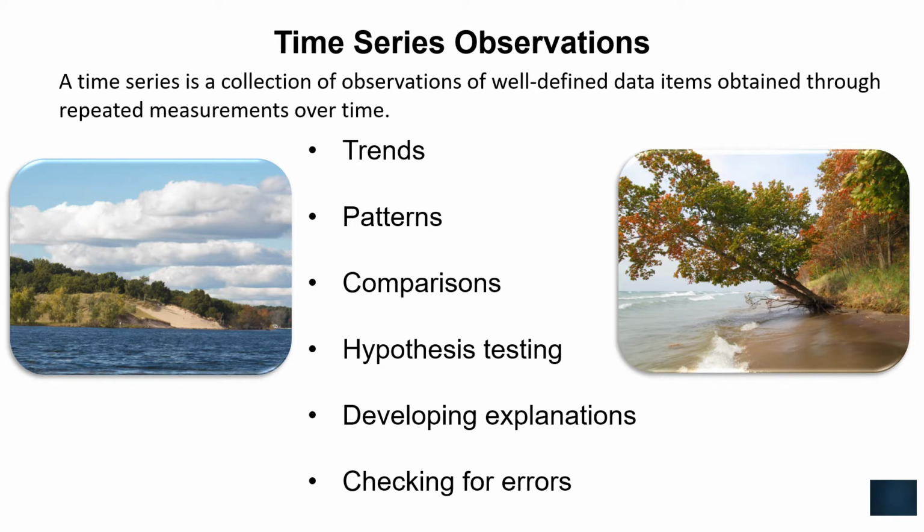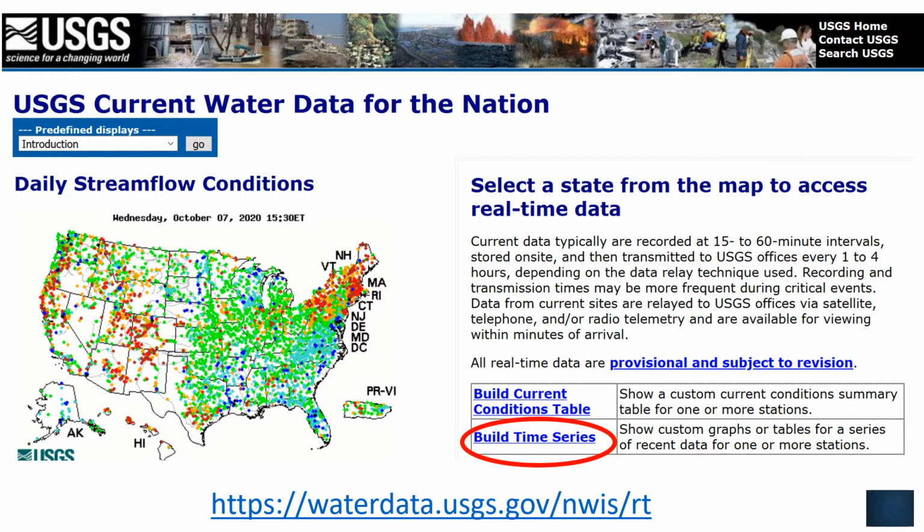This brings us to the idea of time series observations. A time series is a collection of observations of well-defined data items obtained through repeated measurements over time. From this, you can look at trends, patterns, comparisons, hypothesis testing, developing explanations, and checking for errors, among other things. Is there a way that we can supplement Globe data to have a more comprehensive data set?